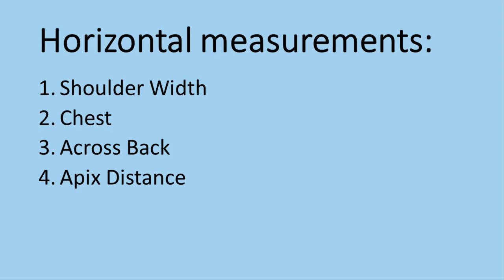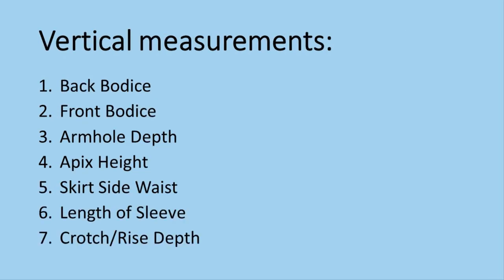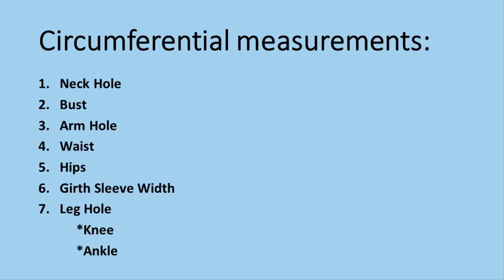So these are the points or the body points for the horizontal measurements. The first is the shoulder width, the chest, the across back, and then the apex distance. For vertical measurements, we have the back bodies, the front bodies, the armhole depth, the apex height, the skirt side waist, the length of the sleeve, the crotch or the rise depth, and the last part is the circumferential measurement. We have the neck hole, the bust, armhole, the waist, the hips, the girth sleeve width, and then the leg hole.